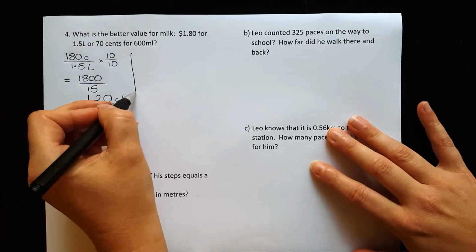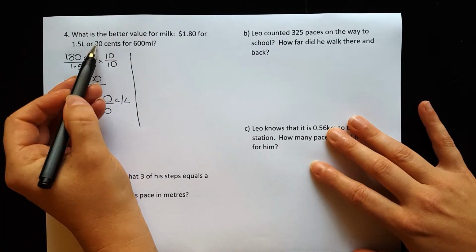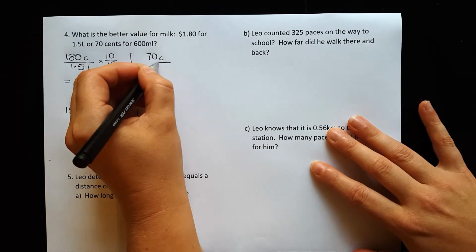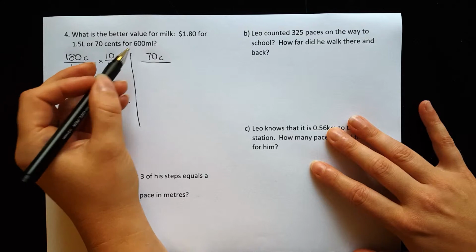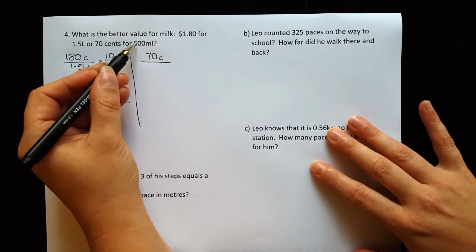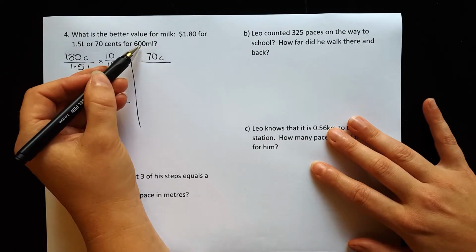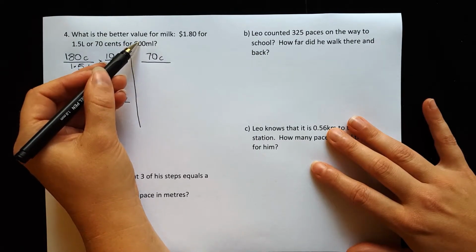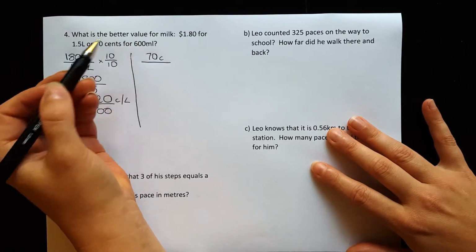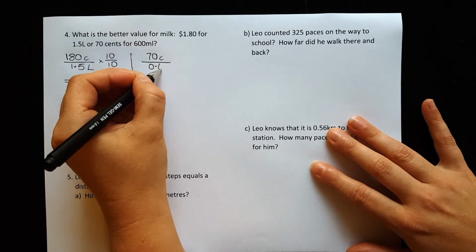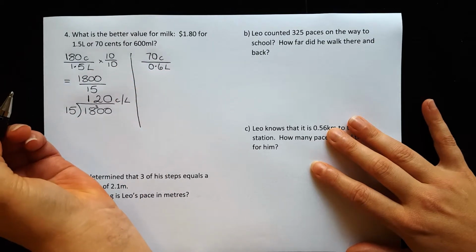Let's do that again for the other bottle. The other bottle costs 70 cents for 600 mils. So we want cents per litre, so that's already cents. 600 mils, we need to change that into litres. There is 1,000 mils in a litre, so I need to divide that by 1,000, which goes back 3 places to give me 0.6 litres.